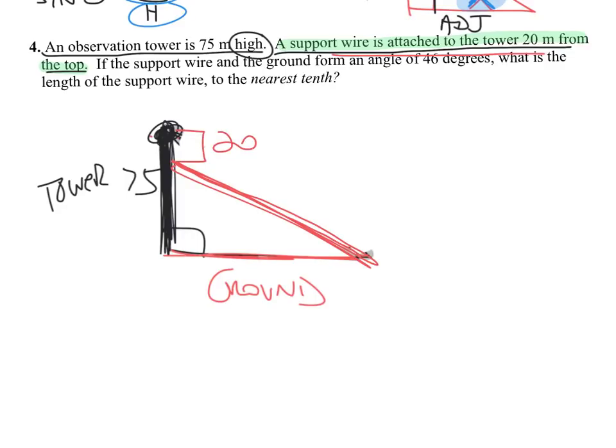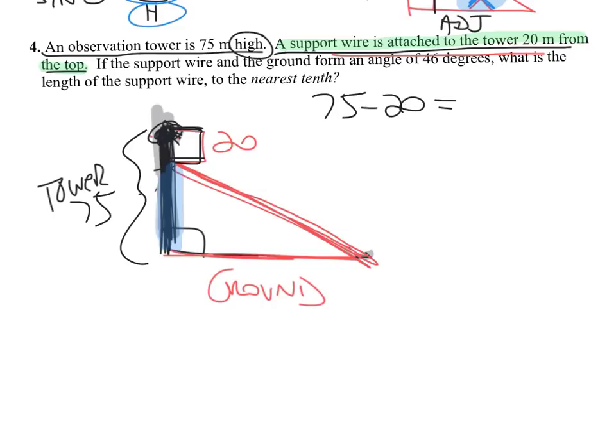Well, since I know the entire tower is 75, and I'm drawing this wire 20 meters from the top, the wire is going to go 75 minus 20, or 55 meters to the top. So this bottom portion, this height of the wire, this is going to be 55.